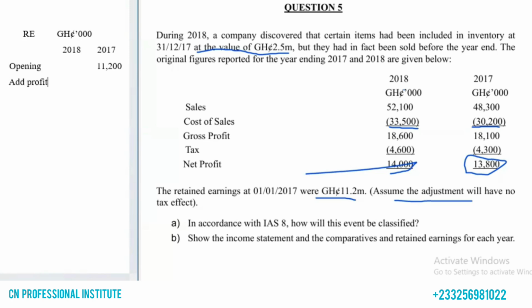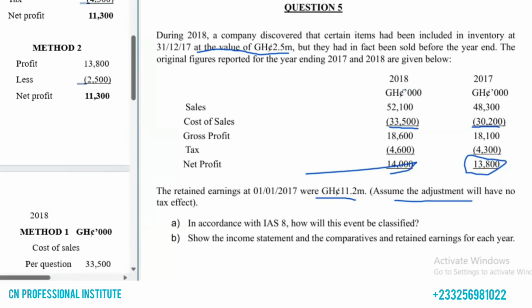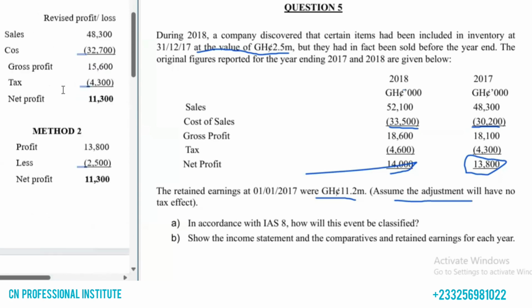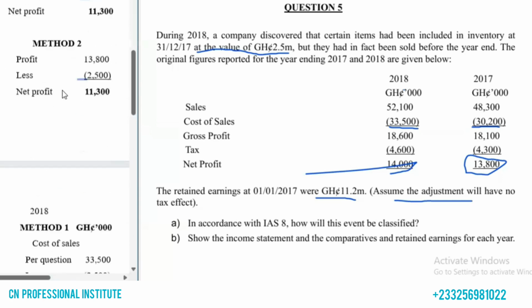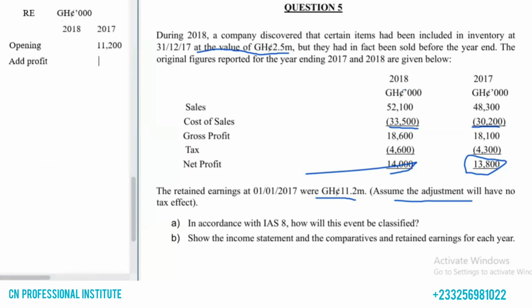So we add a profit. How much is the profit for 2017? Just flip back. The 2017 adjusted profit was 11,300, right? So it was 11,300. That is the adjusted profit for 2017. Okay, so when you add this, we should get 22,500.